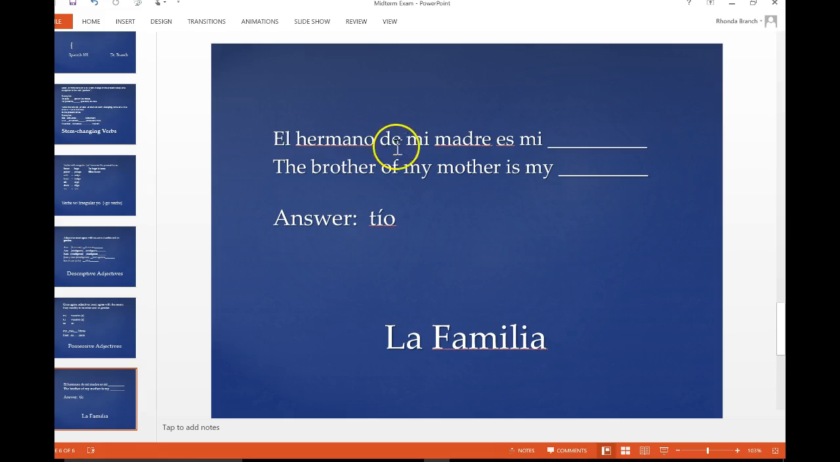El hermano de mi madre es mi. The brother of my mother is my uncle. My mother's brother is my uncle. So if you know the Spanish word for uncle, and which you will, right, for the exam, it's tío. So that would be your answer. So that's how you can work your way through the family members. This is just a rundown.